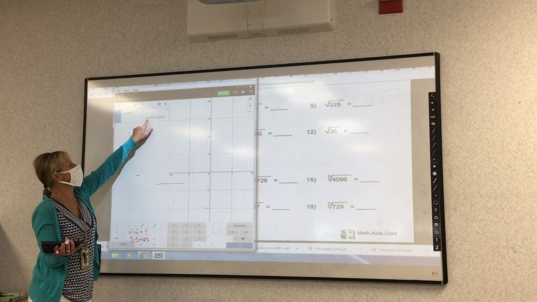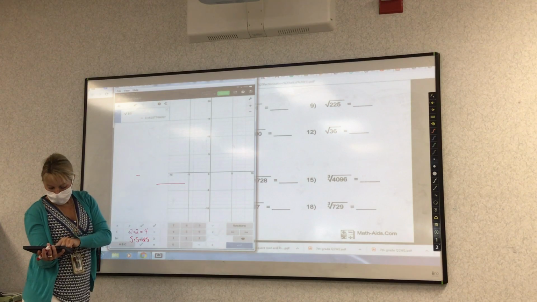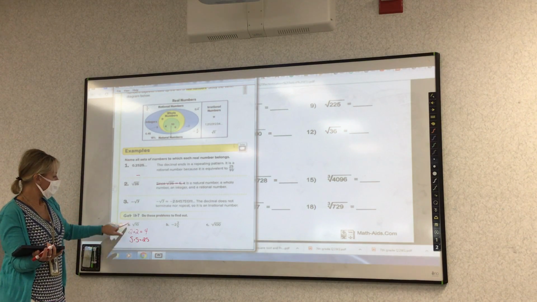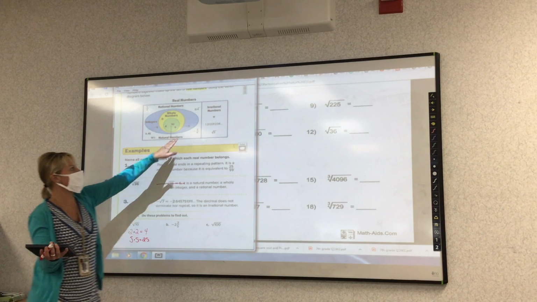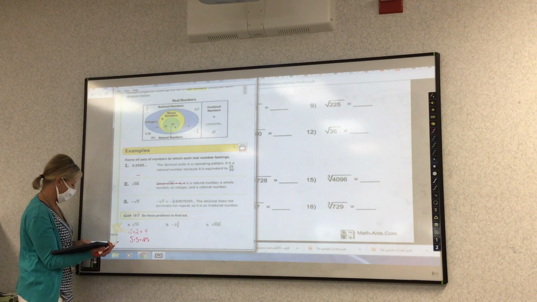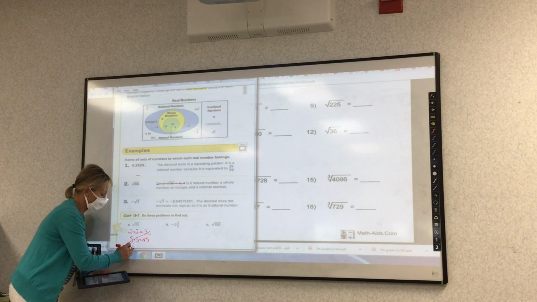Does this number repeat? No. So if I go back to my book, the square root of 10 is then considered irrational. Irrational. So under A, you need to write irrational.